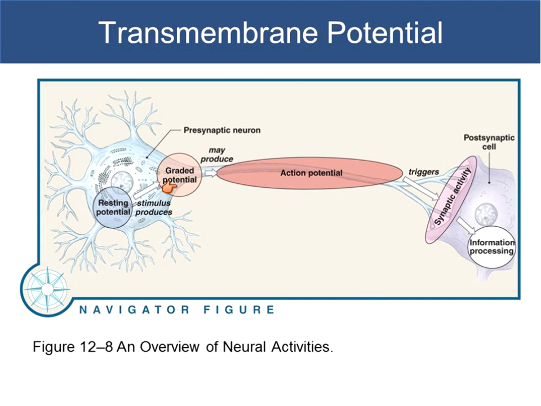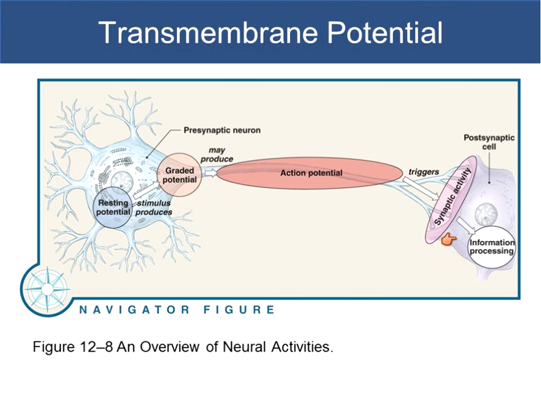And notice where this graded potential is found. It's found at the very beginning of the axon, and we call this the axon hillock. This graded potential may or may not produce an action potential. If it does produce an action potential, that happens along the length of the axon, and that's going to trigger the synaptic activity, so the neurotransmitters being released, or the neurotransmitters not being released. It depends on what kind of neurotransmitters we're talking about, what kind of message is being sent.